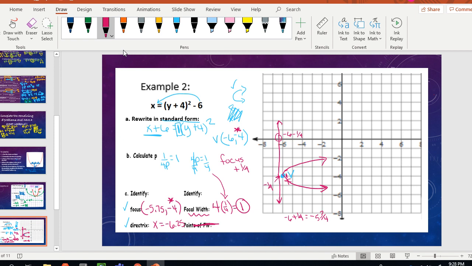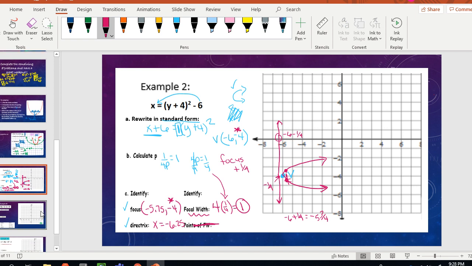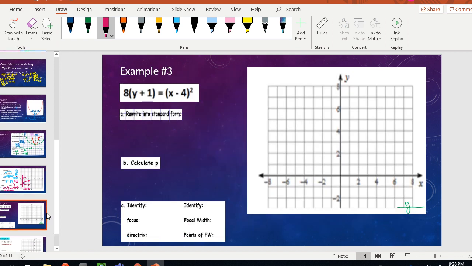It's 1 unit from here to here. That's 1 unit. Okay, we're done. Let's look at another problem. Hold on, one more, and then I'm going to call it quits for the night because I'm tired.